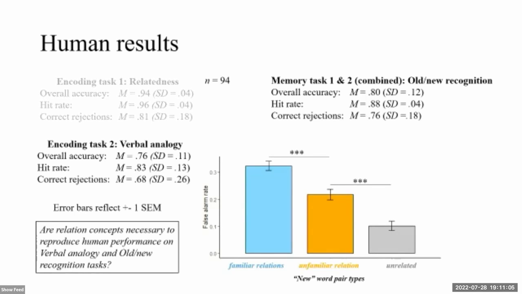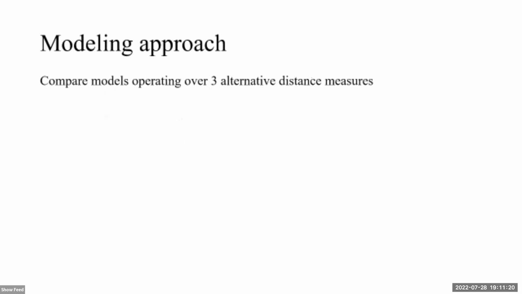And so in the next section of this talk, I'm going to present some modeling results that aim to answer the question of whether relation concepts are necessary to reproduce human performance on the verbal analogy and the old-new recognition tasks. So before I talk about the results, I'm just going to briefly describe our approach to modeling. We compared models operating over 3 alternative distance measures that involve different kinds of information about these word pairs.